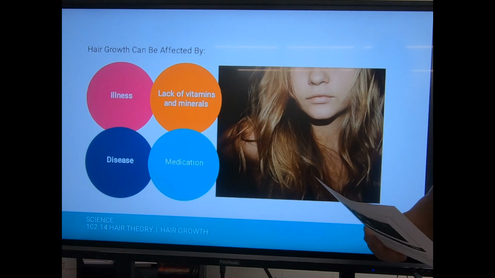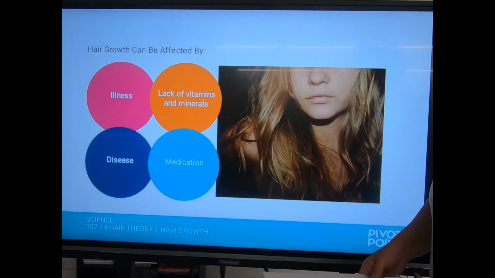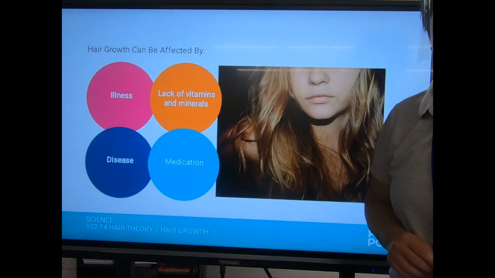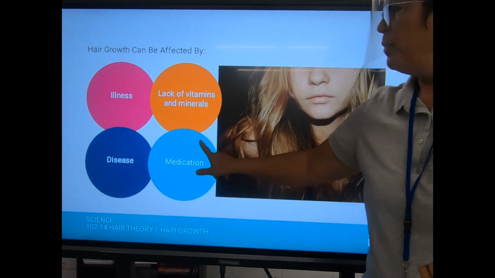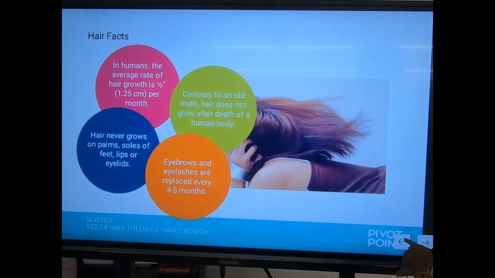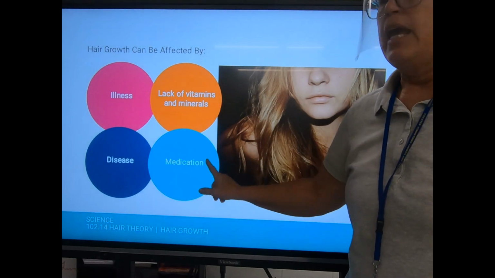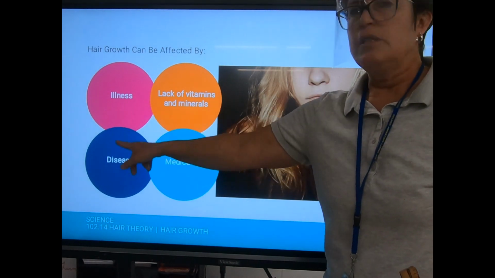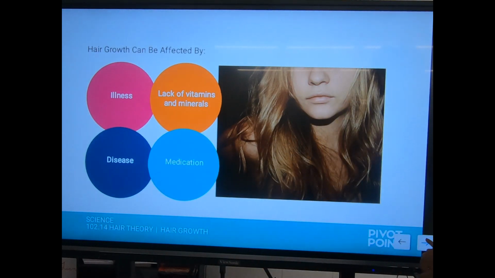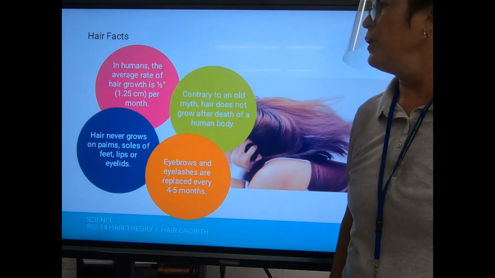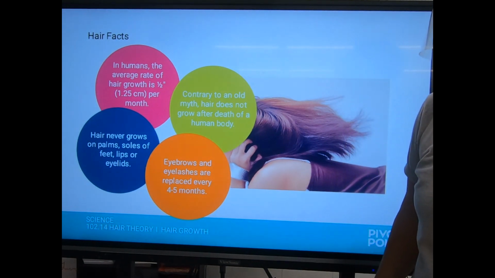All right, let's see here. Hair growth can be affected by illness, lack of vitamins and minerals, disease or medication. This one and this one are probably two of the biggies. Medication will do all kinds of things to your hair, as will illness and disease. All right, hair facts. Again, hair growth rate is 1/2 inch per month.